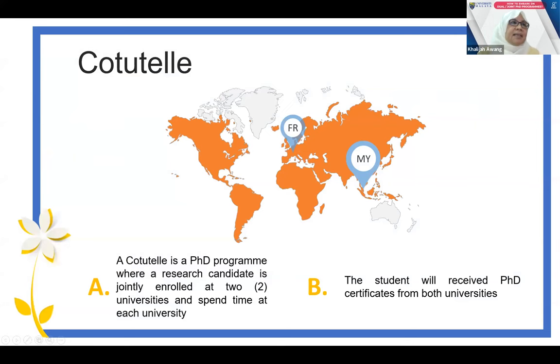First, let us see again the meaning of Potita. A Potita is a PhD program where a research candidate is jointly enrolled at two universities and spends time at each university. But the special thing about it is that the student will receive PhD certificates from both universities. So they will have one from, for example, Universiti Malaya, and also from the other university in France, for example, École Polytechnique or Paris Sud, and so on.